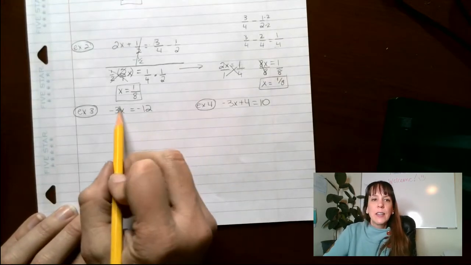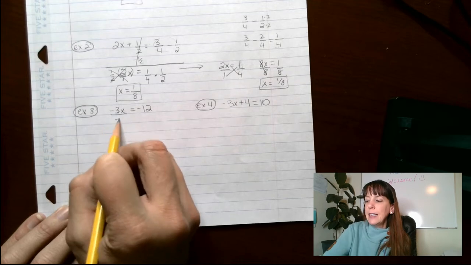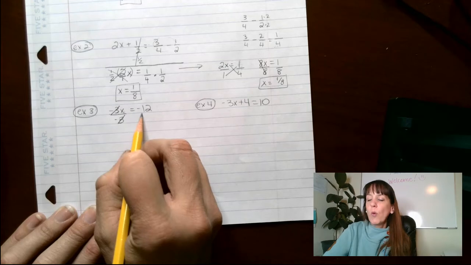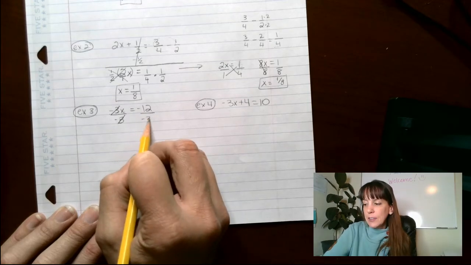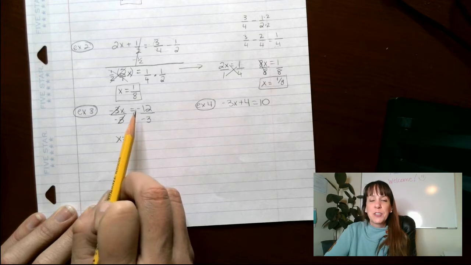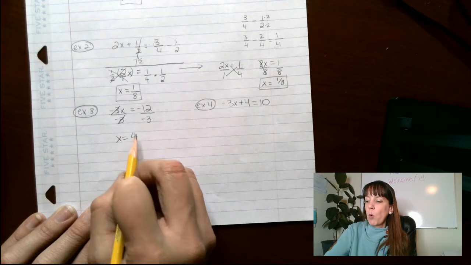Let's look at this guy here. These two things are being multiplied here. The opposite of multiply is divide. So we're going to divide by -3. Cancels out, cancels out. What I do to one side, I have to do to the other. So x equals, I'm sorry, let's try that again. Negative divided by negative is positive, and 12 divided by 3 is 4.